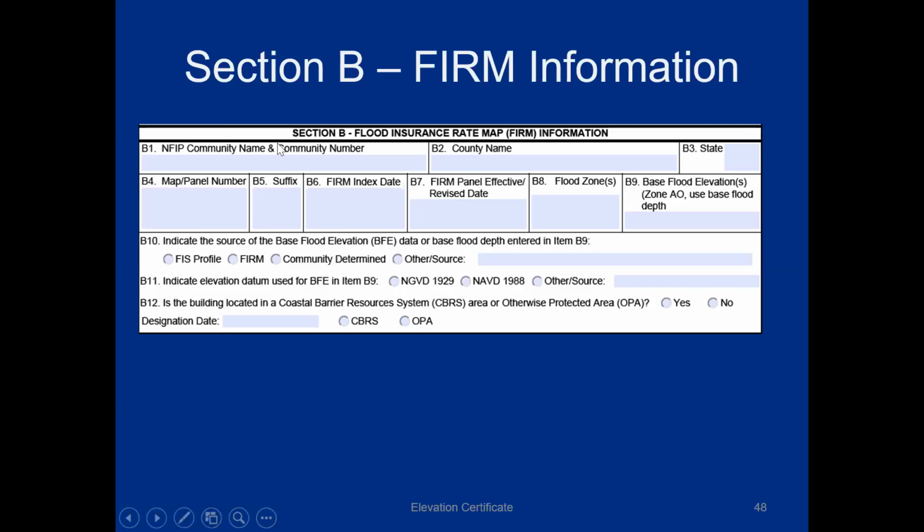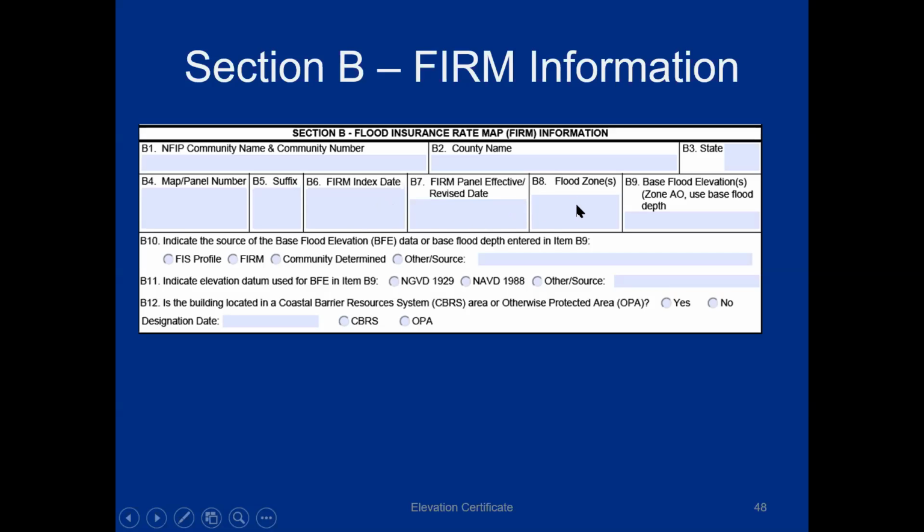So I went silent. So anyway, here's your basic community information, your firm index date, firm panel date, not always the same. And I'm really trying to pay attention to whether my mic is on and off, but too often I'm looking at the screen.